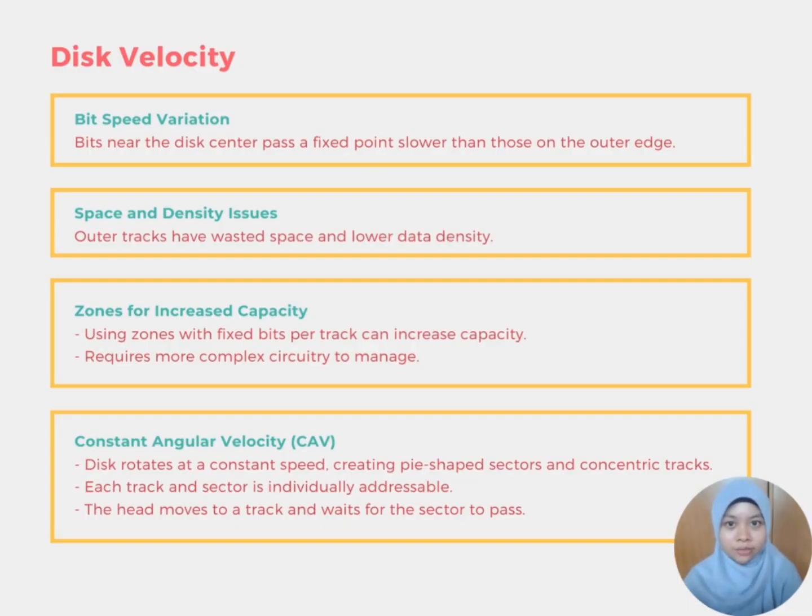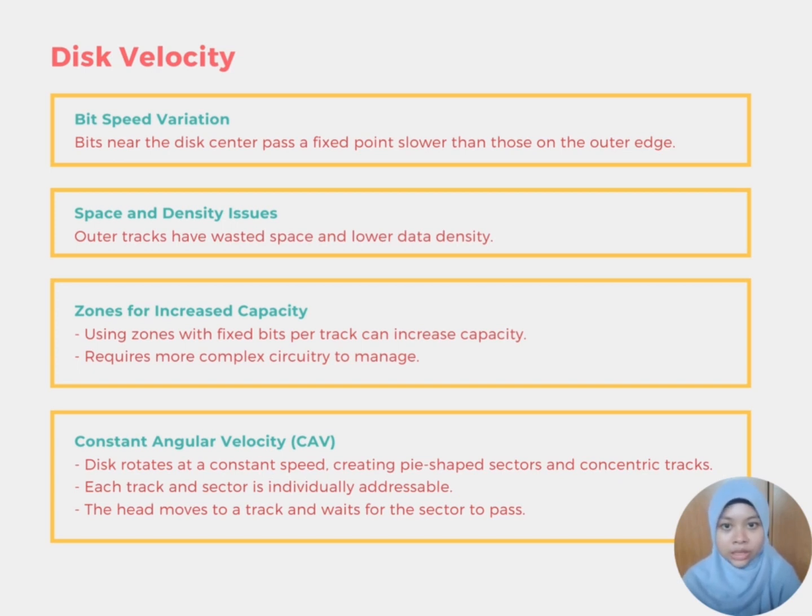Now, let's learn about velocity. For the first one, bit speed variation: bits near the disk center pass a fixed point slower than those on the outer edge. The next one, space and density issues: outer tracks have wasted space and lower data density.